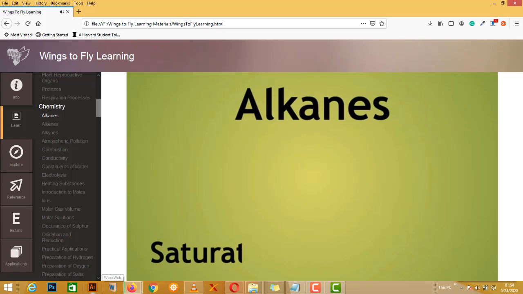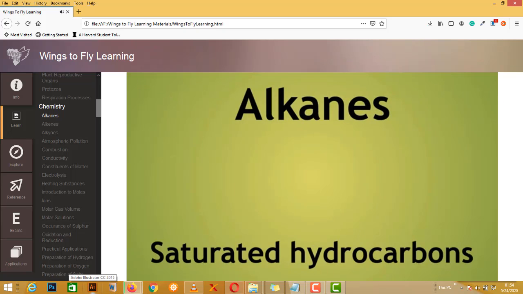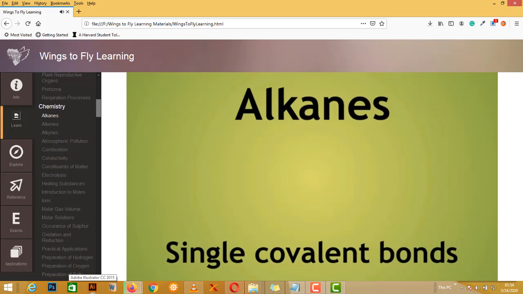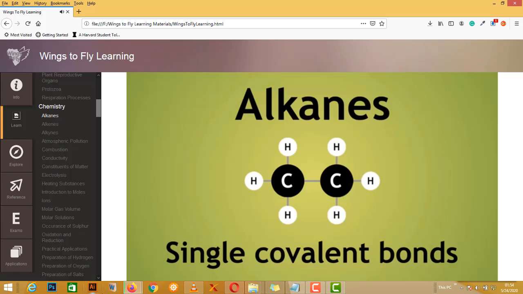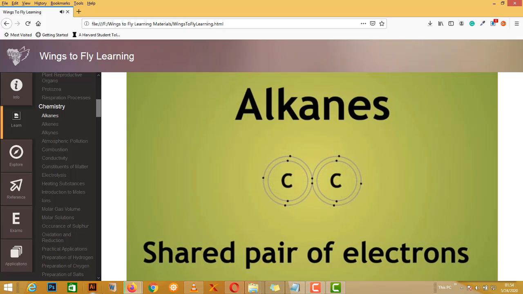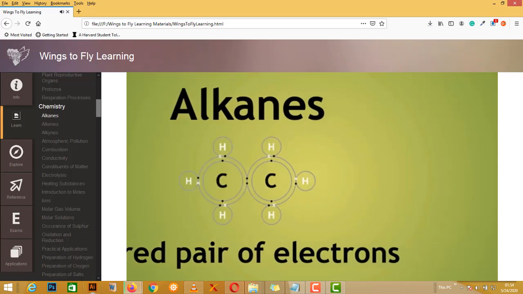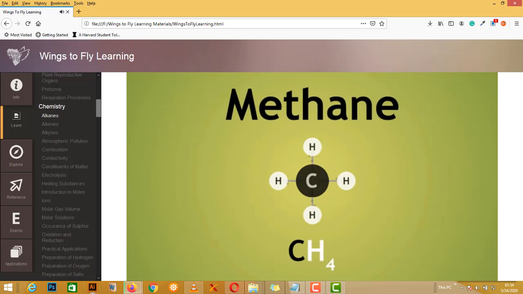Alkanes are saturated hydrocarbons, meaning they contain only single covalent bonds between carbon atoms. A single covalent bond is a shared pair of electrons. Let us take our first alkane in the series, methane, CH4.